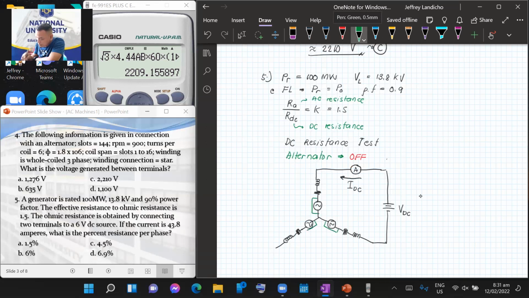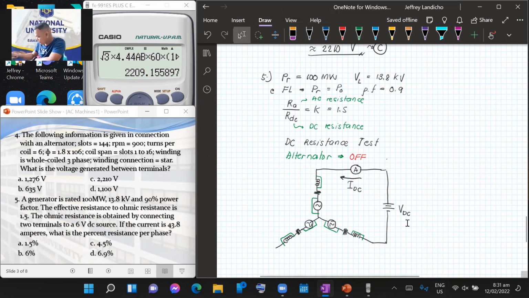Shorted lang yan kasi naka-off naman yung ating alternator. Now, ang source natin is DC. Alam natin, sa DC, ano behavior ng inductor? So, at DC, inductor is what? Shorted. So, this inductor, virtually, shorted din yan. So, wire na lang ulit yan. Therefore, ang meron lang ngayon dyan ay yung ating mga resistance.